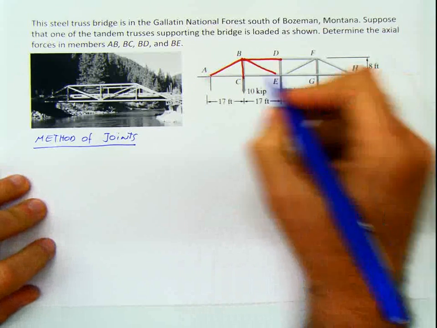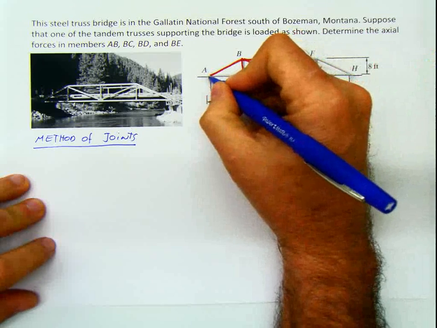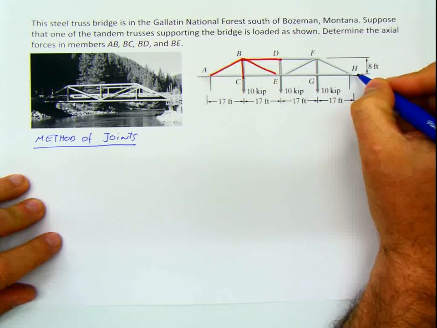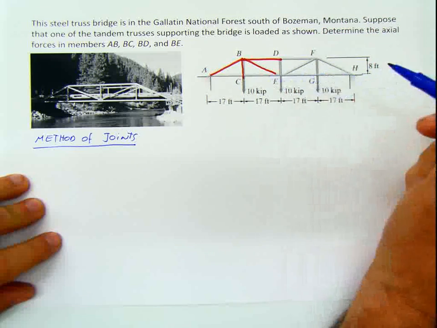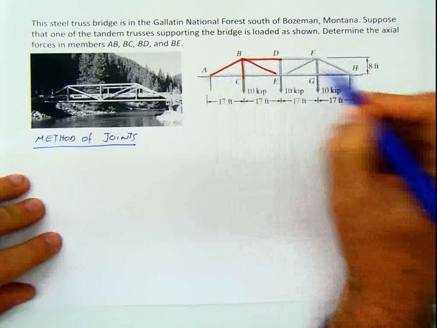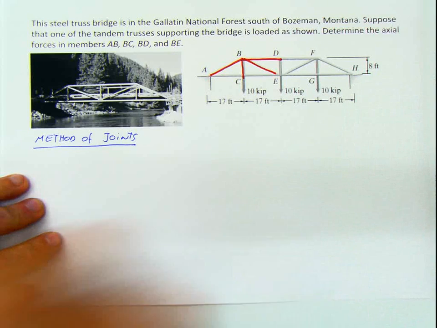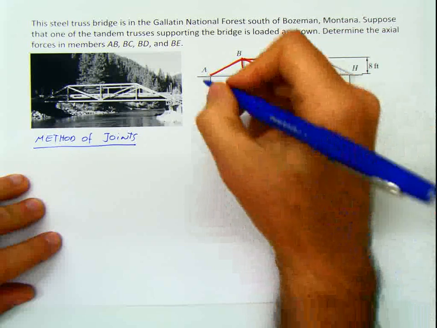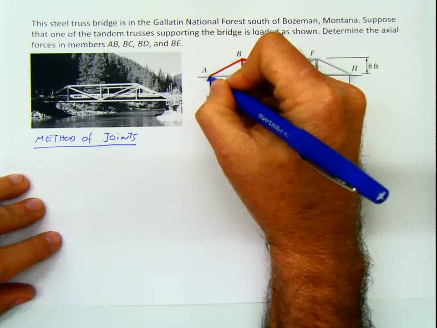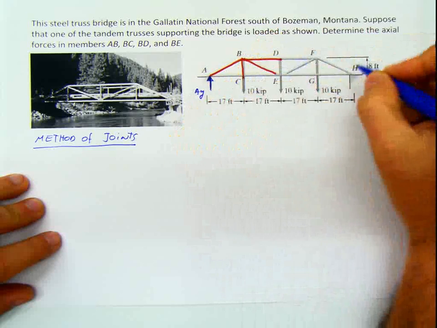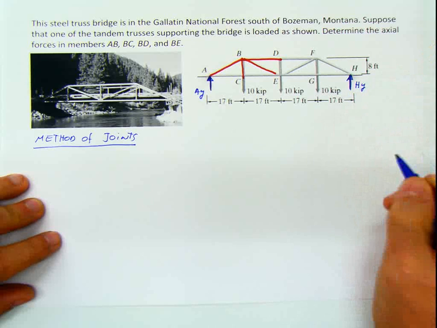First things first, we have to check the supports that we have here. Let's say that this is a pin and this is a roller, or vice versa. In reality, one of them should be a pin or a roller. In this case, they don't tell you which one it is, but I really don't care which one is the pin and which one is the roller because there is no horizontal force. So basically, what we will have as reactions is a reaction here at A, AY, and a reaction here at H, HY.